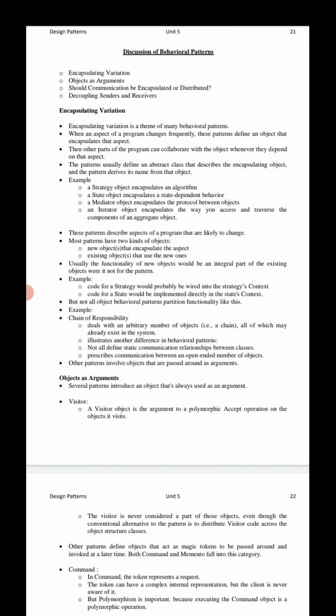We want to bind that aspect into one unit. We define an object whenever a program changes frequently, so these patterns define an object that should be encapsulated with that particular aspect. So the other parts of the program can collaborate with the object whenever they depend on that aspect of the program.